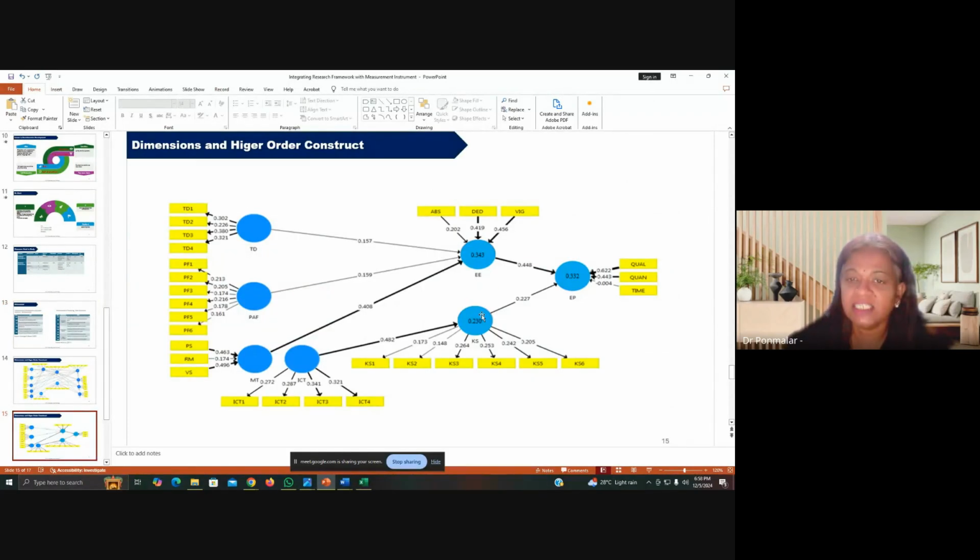This is a simple model. It actually comes from here, but usually a simple model without dimensions will look like this.